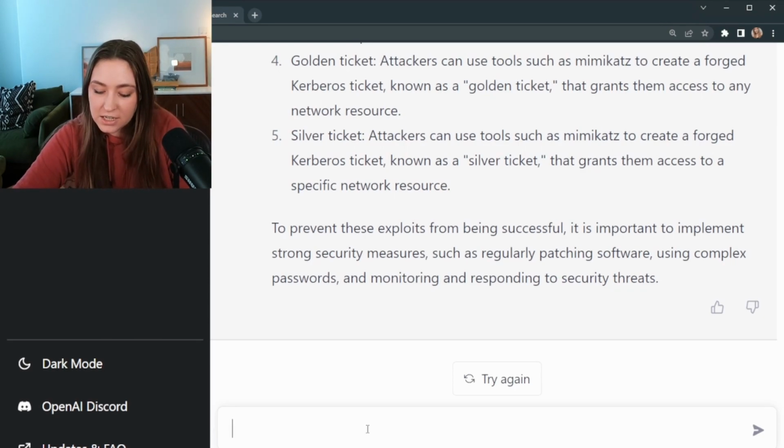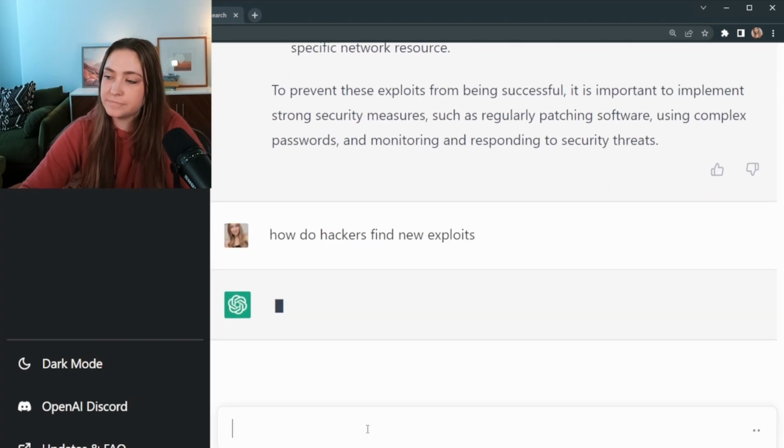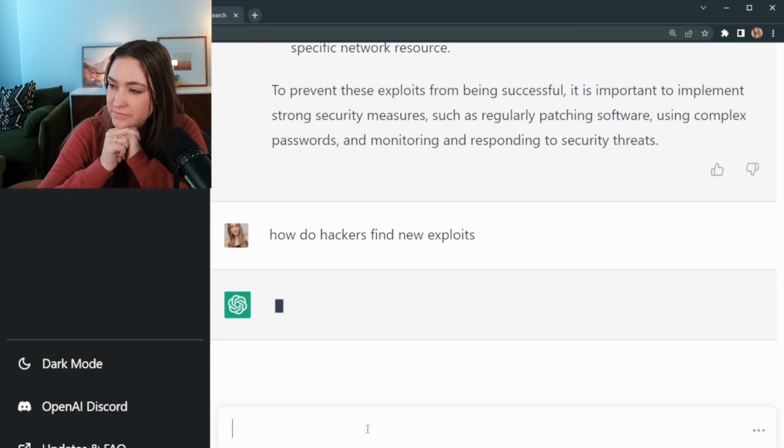Let's see here. Let's think. Let's just see, like, how can hackers, or actually, let's see, how do hackers find new exploits? See if it gives me anything here. I'm waiting in suspense.